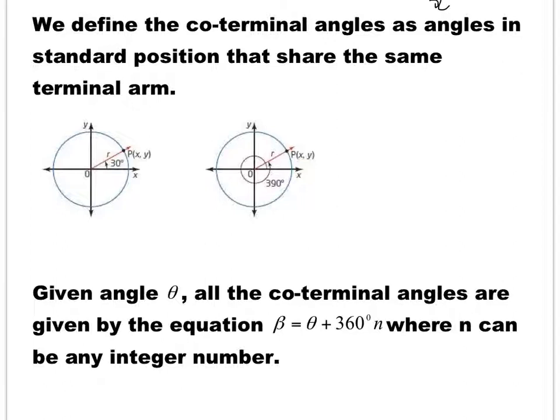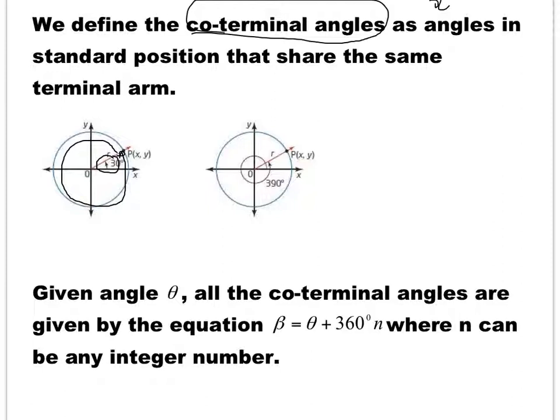Now, the last definition for this section is what we call coterminal angles. What exactly are coterminal angles? They are angles which differ by a multiple of 360. What it means is the following. Look at this angle, which is 30 degrees. If I take the terminal arm and rotate it exactly 360, where do you think I'm going to end up? I'm going to end up at the same location as before.